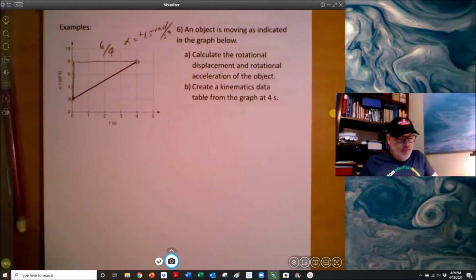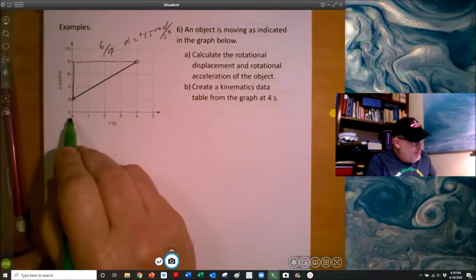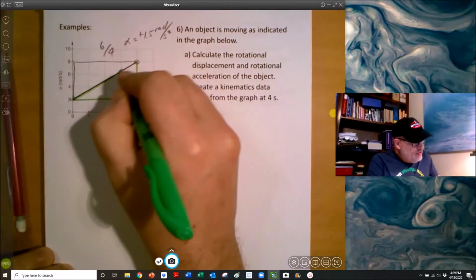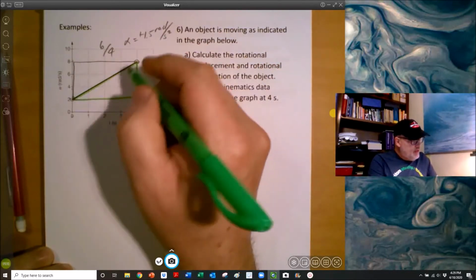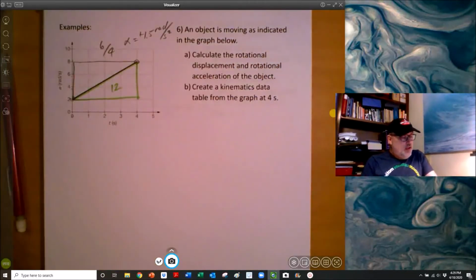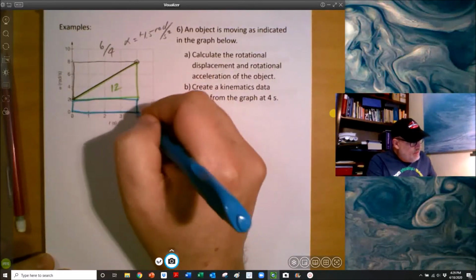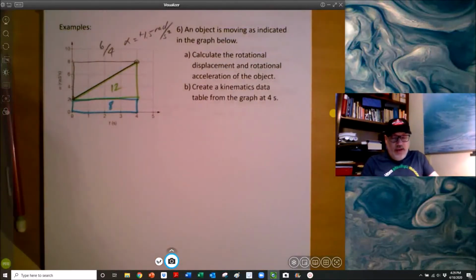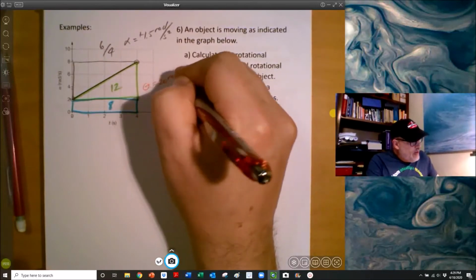Finding the rotational displacement is a little harder. We need to find the area bounded from 0 to 5. So we have a shape that has a triangle here that has an area of, let's see, that would be 12. And this area here is a rectangle, so that's a little easier, 4 by 2, that's 8. And so we have a total area for theta of 20 rads.